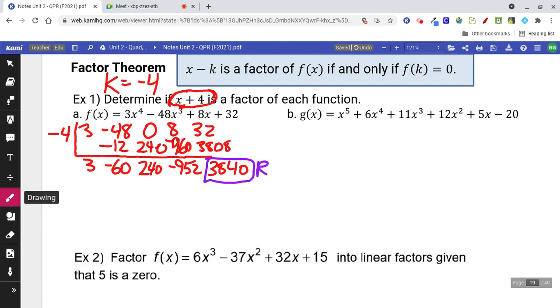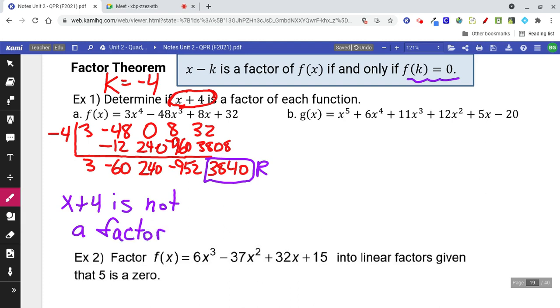The question was determine if this thing is a factor. Since that remainder is not equal to 0, remember, we're looking for a 0, then we can determine x plus 4 is not a factor. So we really want that remainder to be 0. So we look at part B. Maybe it'll work this time.